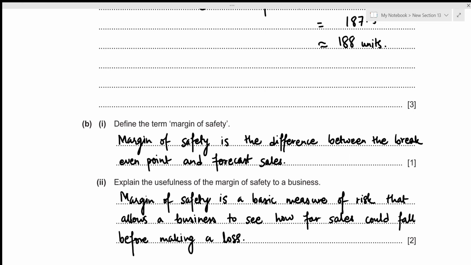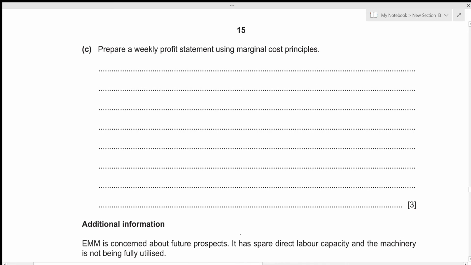Now we can move to the third one. We need to prepare a weekly profit statement using marginal cost principles. So we will start with the revenue. Then we will subtract our cost of sales, which in this case is going to be the variable costs. Then we get the contribution per week, or weekly contribution. Let's write it down as weekly contribution.